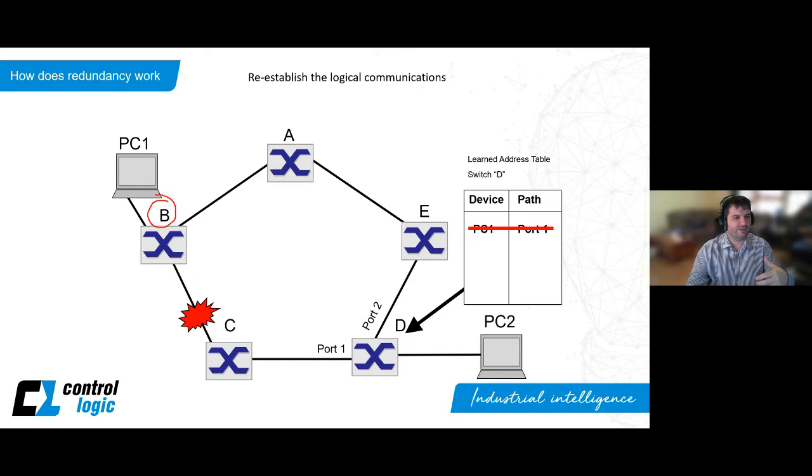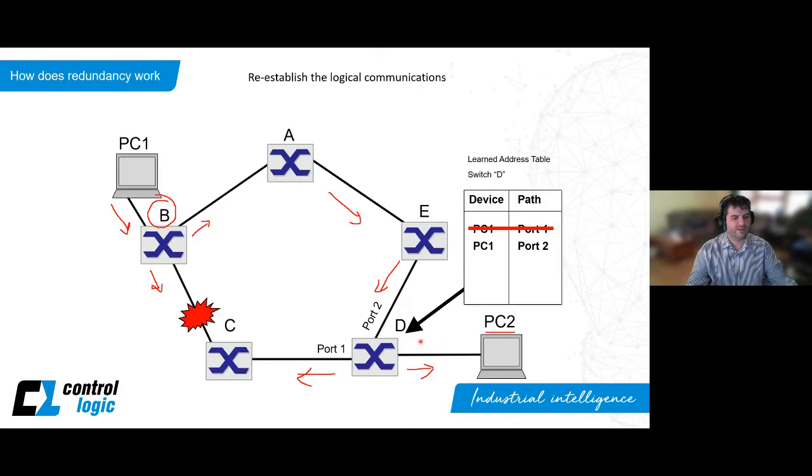What will actually happen is the next time they communicate, switch B will send it out all ports. Obviously not this one if it's down, but assume any other ports here. And it will travel around the network, out all the ports, and eventually PC2 will receive it and it will respond. And when PC2 responds, the data will flow into switch D, and switch D will learn.